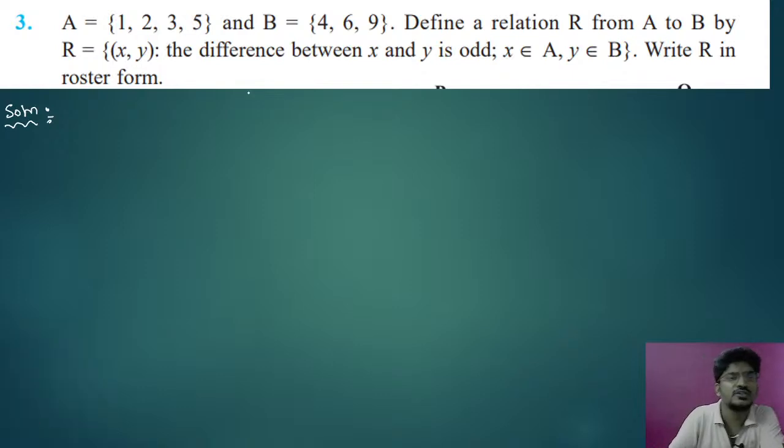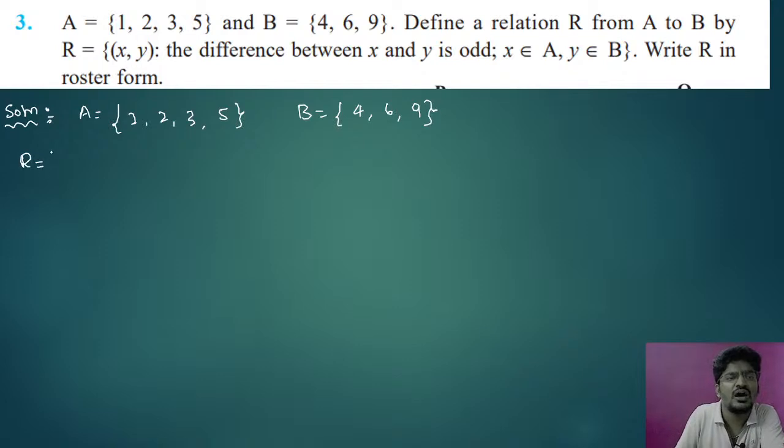Please follow the logic that I apply. You see how I solve. I will write A first: 1, 2, 3, 5. Next I will write B equal to 4, 6, 9. Now what do I have to do? I have to write R.